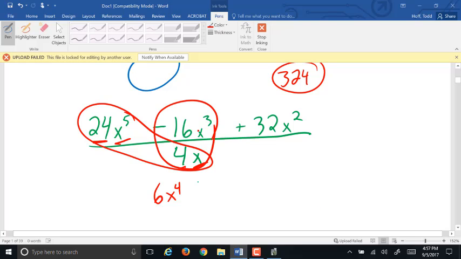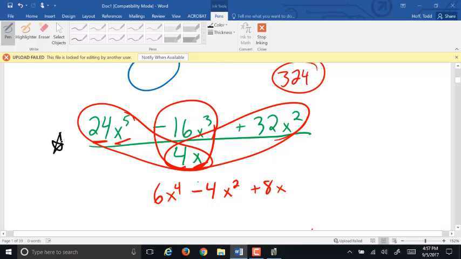This is a negative 16x to the 3rd divided by 4x. What's negative 16 divided by 4? Negative 4. X to the 3rd divided by x, x squared. Good. And finally, 32x squared divided by 4x. 32 divided by 4 is 8. X squared divided by x is just x. We're going to do more examples of this when we get to factoring later on in the course.